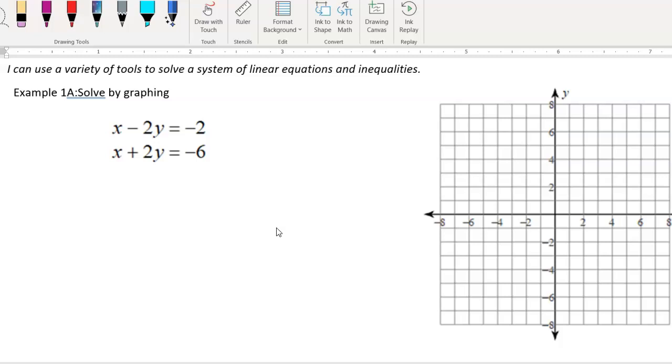And so our goal here is to figure out what coordinate, so an x and a y value, would make both of these equations true. So we're looking for a single coordinate that would work in both of these equations.